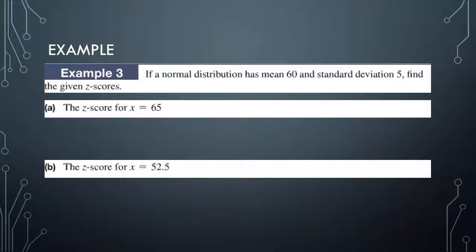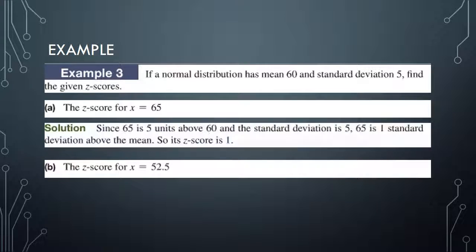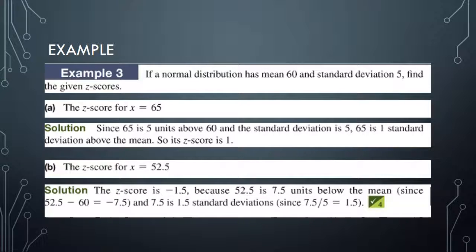Okay, here's some examples. You're going to find the z-scores for these given numbers. Pause the recording, give it a try, and resume to check your answer. Remember the z-score is simply the x value minus the mean divided by the standard deviation. So 65 minus 60 is 5, divided by 5 is 1. And for part B, you have 52.5 minus 60, which gives you negative 7.5. Divide that by 5 and you get negative 1.5. So the z-score is negative 1.5.